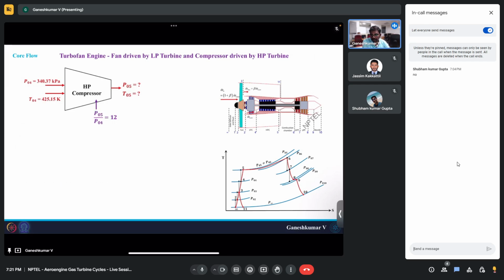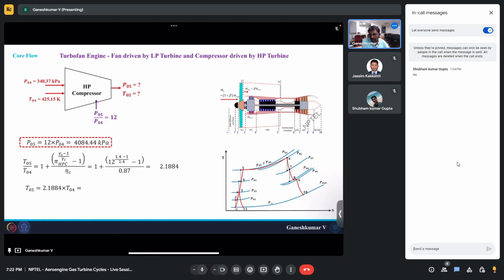And then you have the high pressure compressor, and the pressure ratio is 12. So from there you can find the pressure, which will be around 40.84 bar. Okay, same as we got in the lectures. And for the temperature ratio, again the same formula you need to use. The efficiency of the compressor is 87 percent. Okay, and the temperature ratio comes out to be 2.1884, and the temperature will come out to be 930.41 Kelvin. So the gas or air which is exiting the high pressure compressor will be at 930.4 Kelvin.